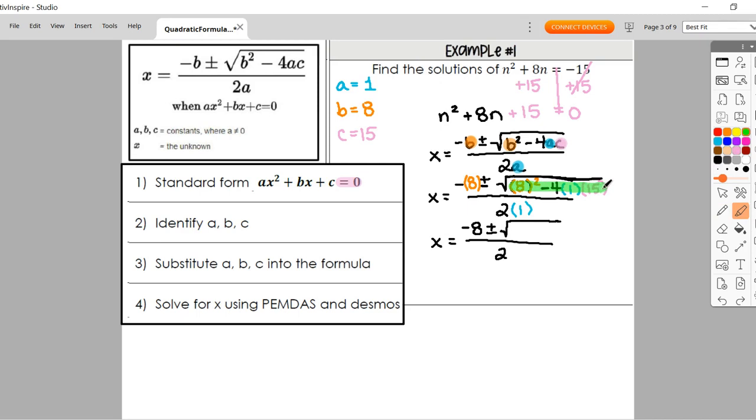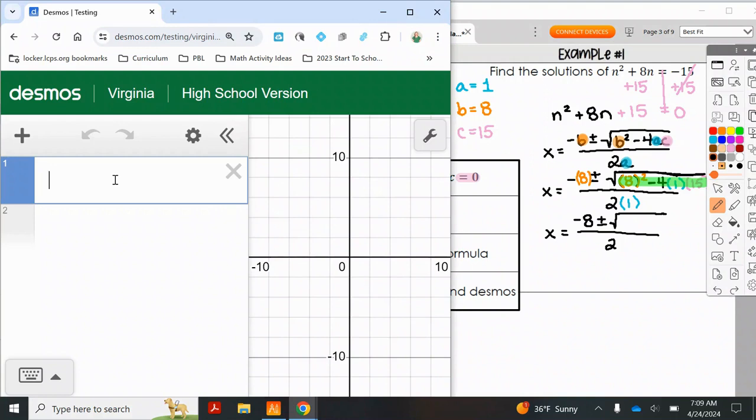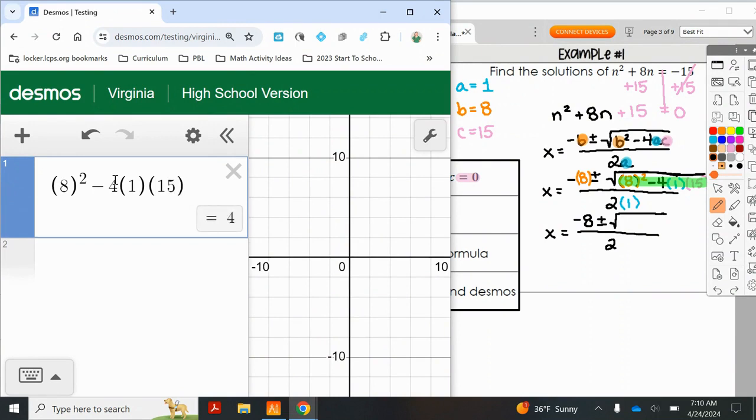So all of this in green, I'm going to put into Desmos, and I'll show you now. Everything in green is going to go in Desmos, so I do parentheses 8 with my square term, and I subtract 4, and A was 1, C was 15. And remember, when I plug in B, A, and C here, I use parentheses to make sure I get the right answer. That's going to appear under my radical.